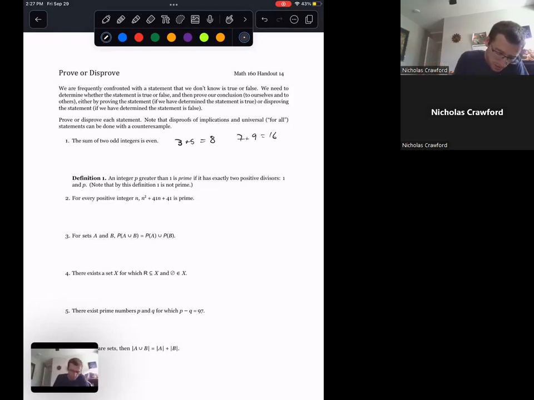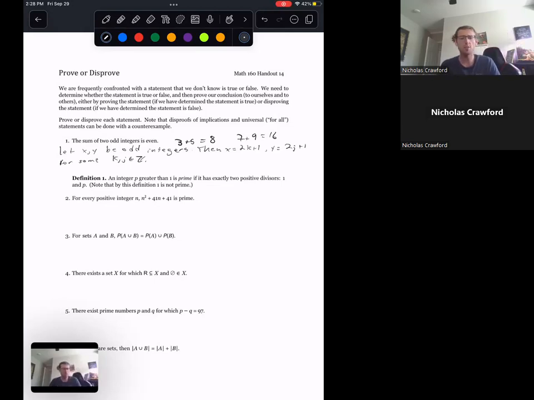So let's try it. Let x and y be odd integers. Then we write down the definition, right? That's how we always start: we declare our variables, and then we write down our definition. This means that x equals 2k plus 1, and y equals, choose your other favorite letter, 2j plus 1 for some k and j in the integers.